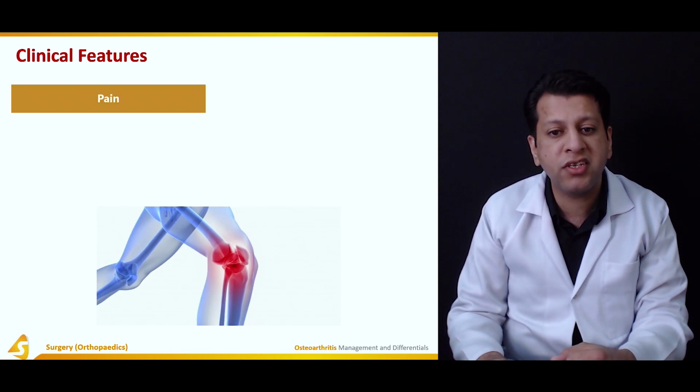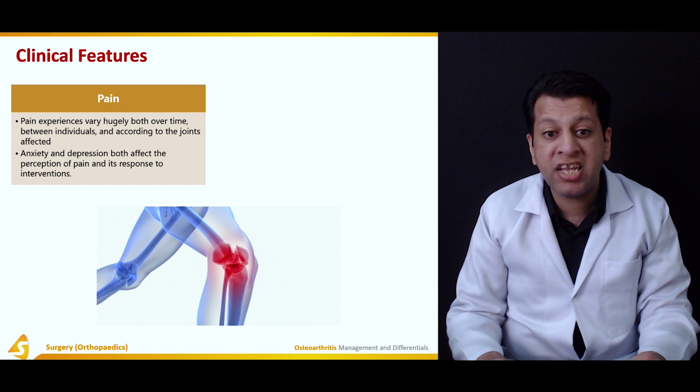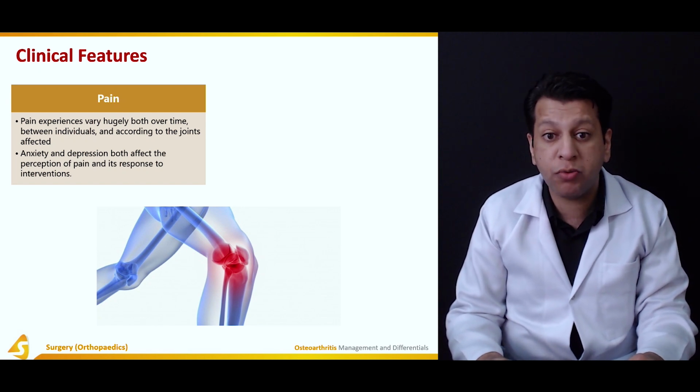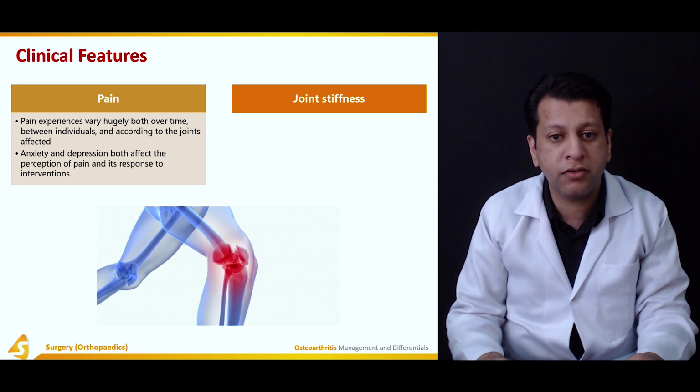So the most common feature is the pain. Pain experiences vary hugely, both over time, between individuals, and according to the joints affected. Anxiety and depression both affect the perception of pain and its response to intervention.